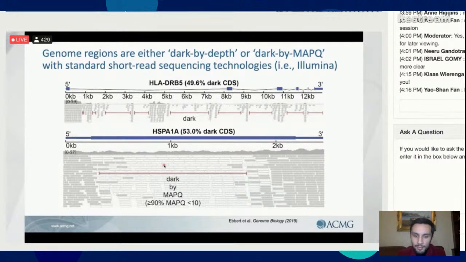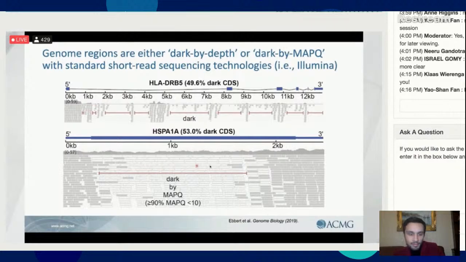So what's happening here? Well, first, let me tell you the end result of both of these situations. In either case, whether it's dark by depth or dark by mapping quality, when you get your final list of variants, or your VCF file, if you're familiar with those, any variants within these dark regions are completely missed. And of course, you're not made aware of this. So you have no idea that these regions are being completely missed. That's a big problem, especially when we're dealing with genes of clinical significance.